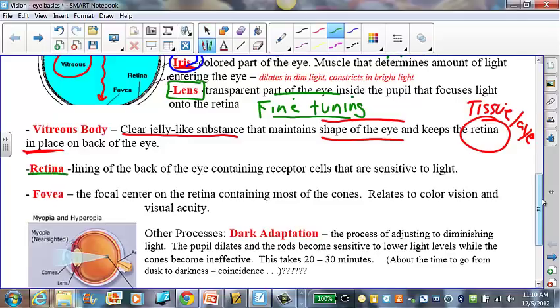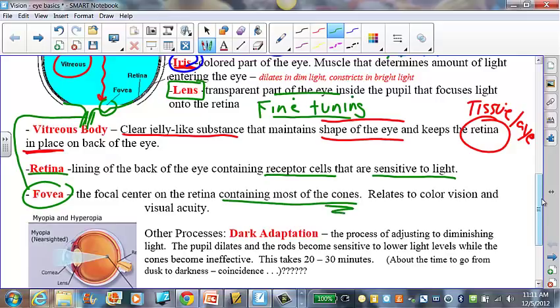So if we go back now and we talk about the retina, it is a lining in the back of the eye. It contains all of our photoreceptor cells that are sensitive to light, the only place in the body where we have those special type of cells that translate light into neural impulses. There's another part of the eye, the fovea, that we kind of lost in our drawing here, and we're going to draw that back here. This little indentation in the direct center back of the eye contains most of the cones, and the cones are responsible for color detection and visual acuity.